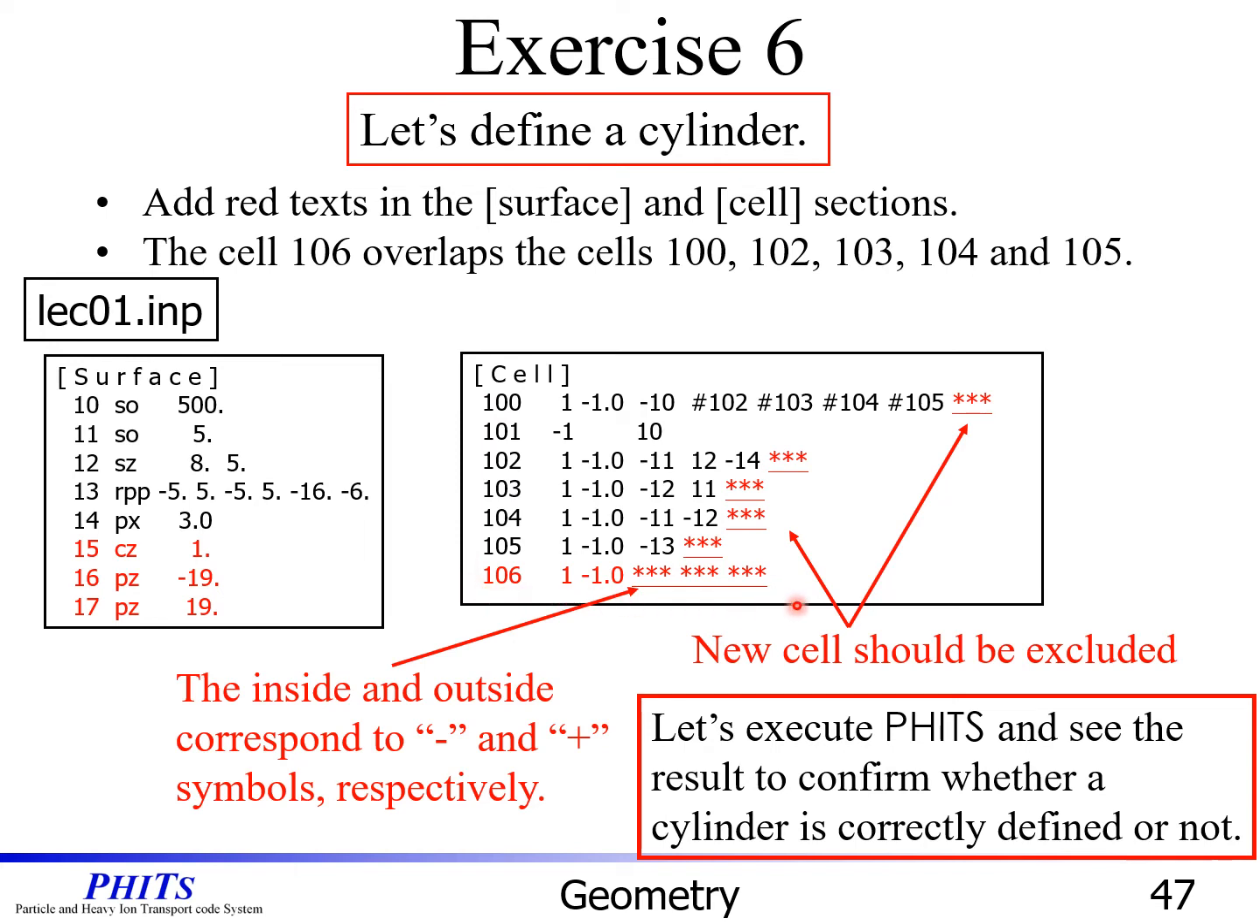The inside and outside correspond to minus and plus symbols, respectively. Since the cell 106 overlaps the cells 100, 102, 103, 104, and 105, new cells should be excluded from these cells. Let's execute PHITS and see the result to confirm whether a cylinder is correctly defined or not.